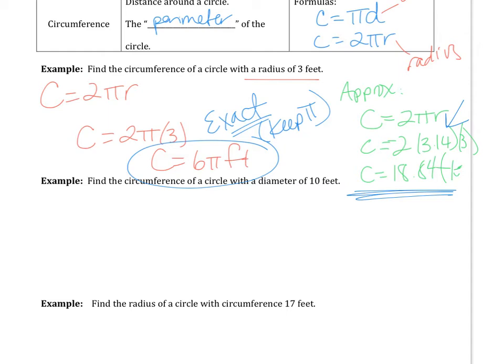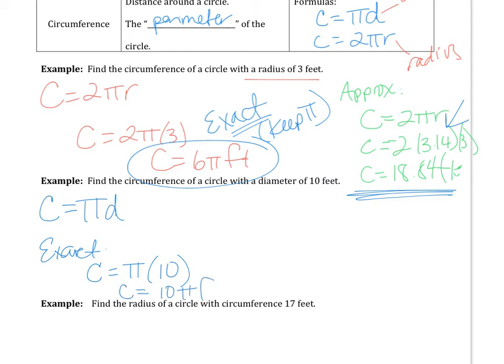Alright, finding the circumference of a circle with a diameter of 10, so I'm going to use my circumference equals pi times my diameter. So my exact answer is going to be circumference equals pi times 10, or I'm going to write that as circumference equals 10 times pi feet.